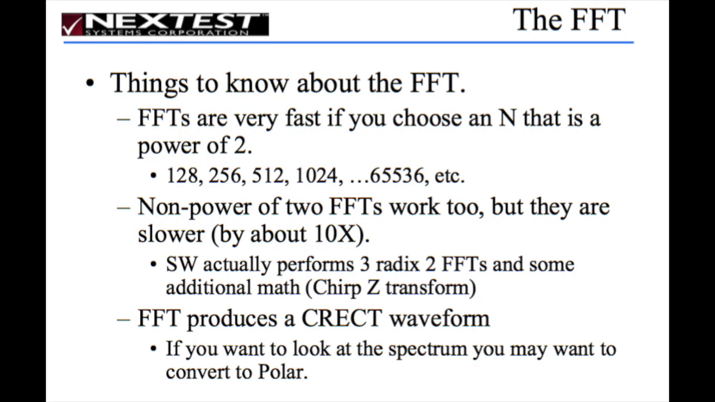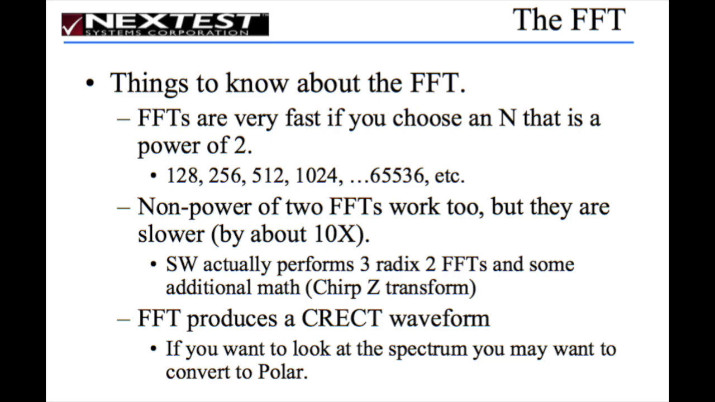Okay, things to know about the FFT. FFTs are very fast if you choose an N that is a power of 2. So if you do like 128 or 256 or 512, 1024, 65536, any power of 2. However, non-power of 2 FFTs work too, but they are slower by about 10 times. The software actually performs 3 radix 2 FFTs and some additional math. It's known as the Chirp Z transform. And I don't know anything about it.